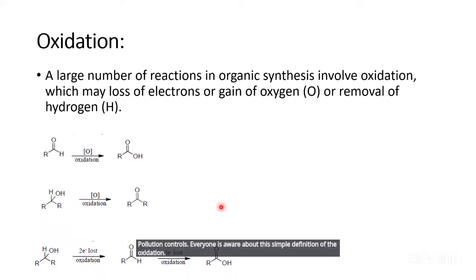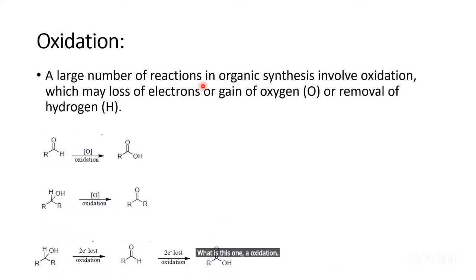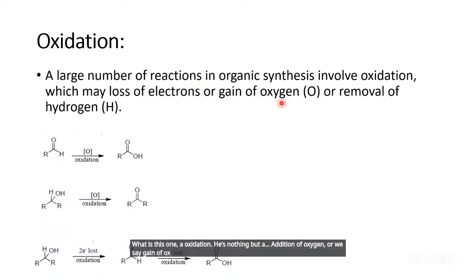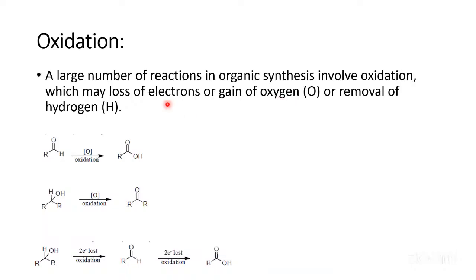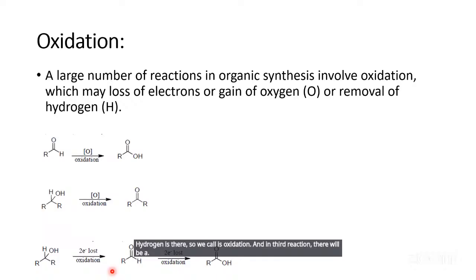Everyone is aware of the simple definition of oxidation. Oxidation is nothing but the addition of oxygen, or we say gain of oxygen. We also say it is a loss of hydrogen or loss of electrons. Look at these reactions. In the first reaction, oxidation takes place in which oxygen is added. In the second reaction, there is a loss of hydrogen, so we call it oxidation. And in the third reaction, there is a loss of electrons.